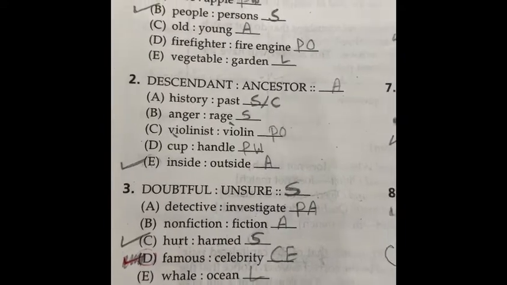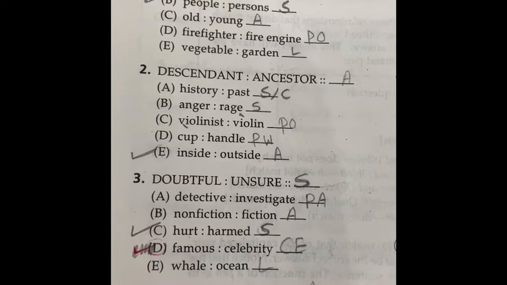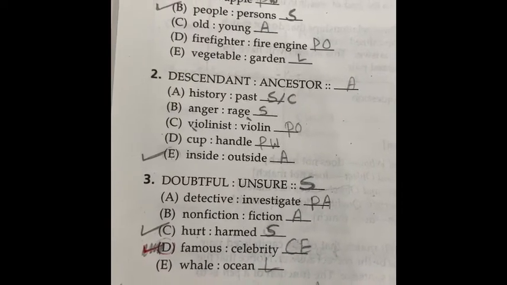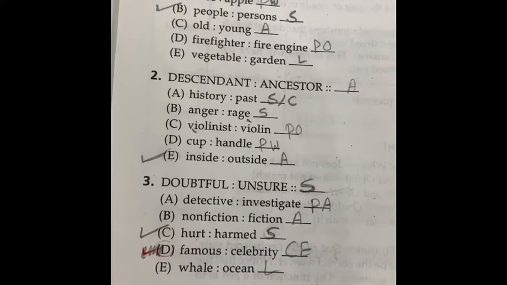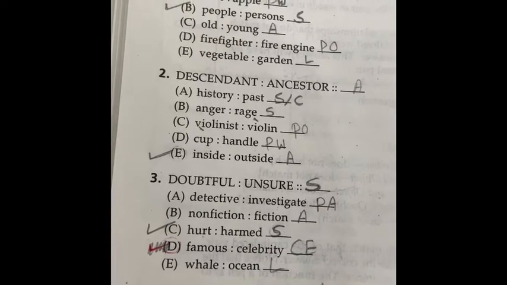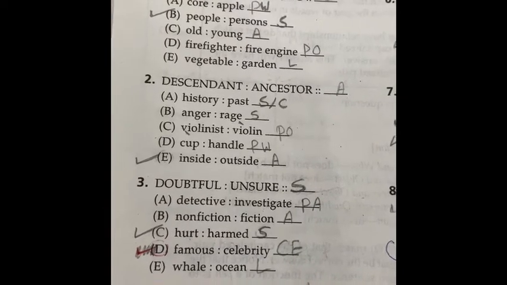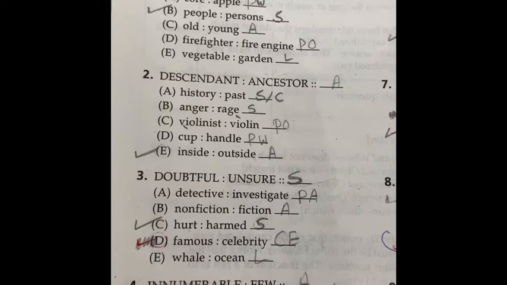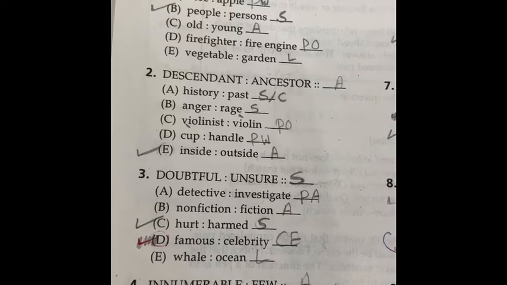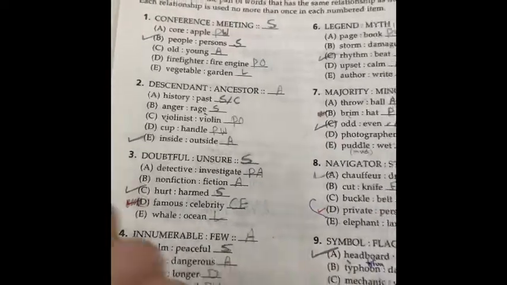So you will write, for example, A, core and apple. Core and apple, you know the meaning of core? Core is the part inside the apple, so it is part and whole. People and persons, this is synonyms. So this can match with the question, conference and meeting. This is synonym, so the same, S. Old and young, antonym. Firefighter and fire engine. Performer and object. Vegetable and garden. Where can you find the vegetable? In the garden, so it's location. Okay?